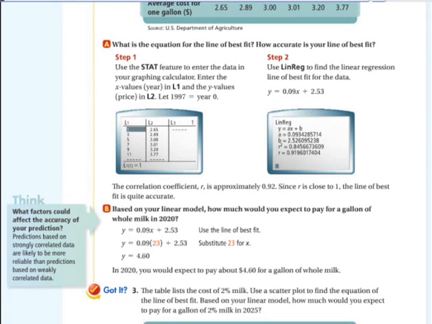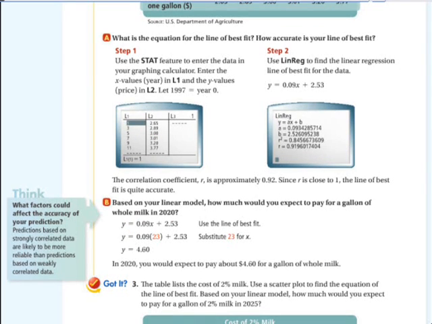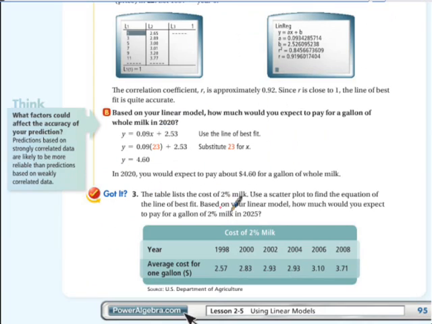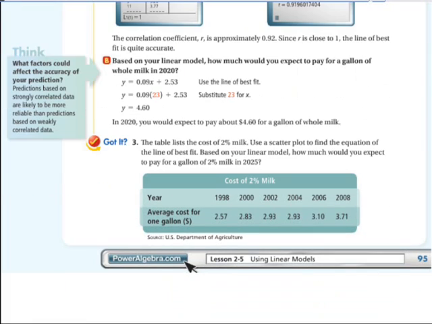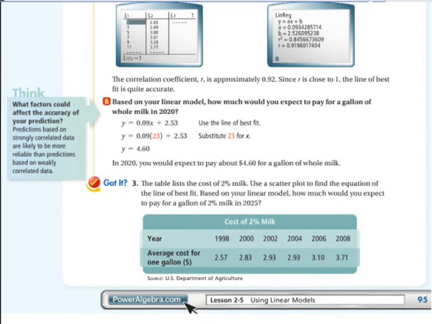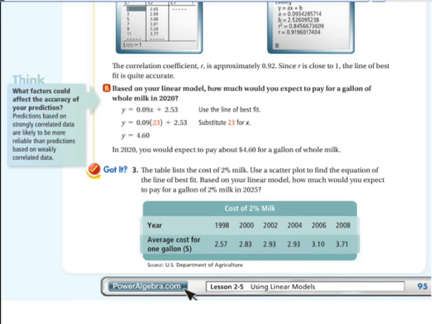No problem there. If we take a look down here, it says this table lists costs of 2% milk. Use a scatter plot to find the equation of the line of best fit. Based on your linear model, how much would you expect to pay for a gallon of 2% milk in 2025? Since the book shows you how to do it on a TI, I'm going to do this problem on Casio. I'm going to pause the video right here. You should pause it too. Go ahead and put your data in, and then we'll look at what we get.